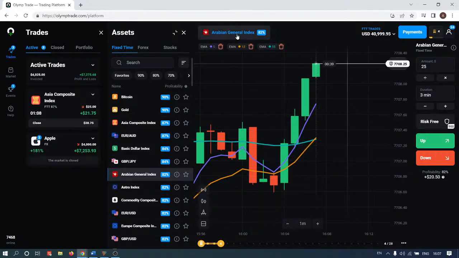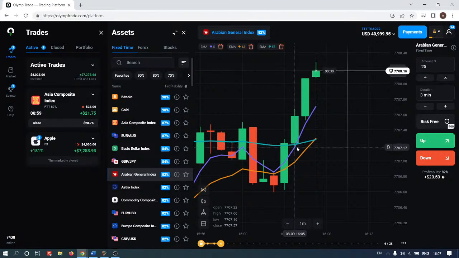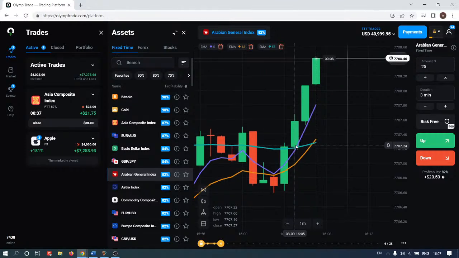Basically, on this asset, which is called Arabian General Index, we can see that on the third last candlestick, we saw this moment of crossing when the violet line or blue line crossed the 55 EMA. So that was the moment when you want to enter a trade and open a trade in the downwards direction.